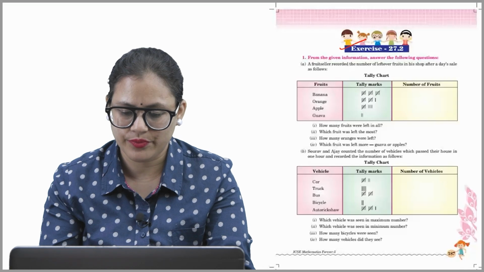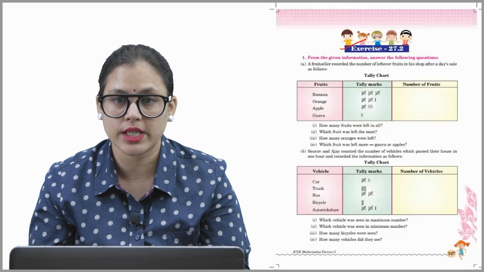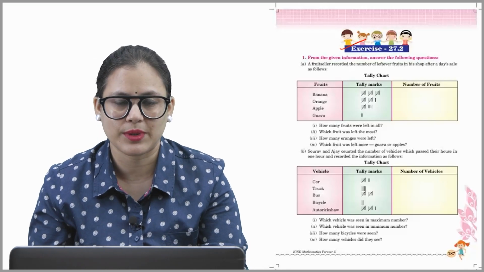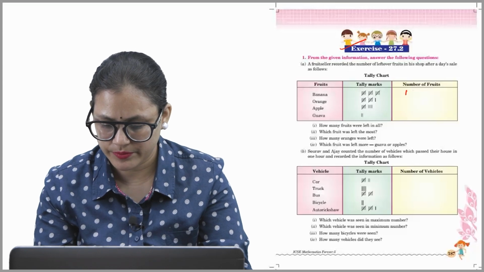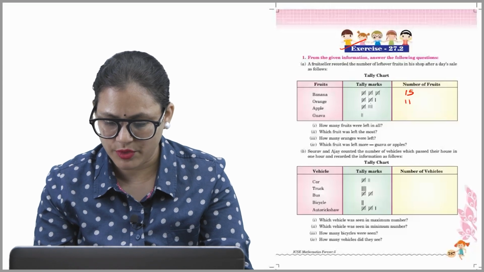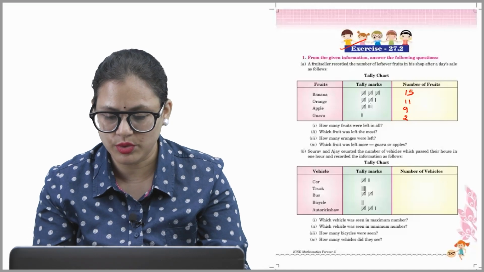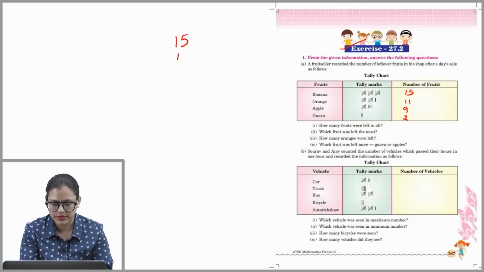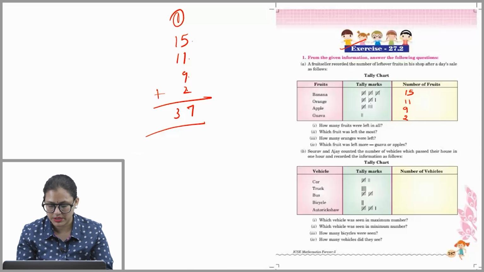Exercise 27.2. From the given information, answer the following questions. A fruit seller recorded the number of leftover fruits in his shop after a day's sale as follows. Number of bananas, 5 plus 5 plus 5, 15. Oranges, 5 plus 5, 10 plus 1, 11. Apples, 5 plus 4, 9 and guavas, 2. So how many fruits were left in all? We will add all these fruits, that is 15 plus 11 plus 9 plus 2. Let's add 9 plus 2, 11 plus 1, 12 plus 5, 17. 1 carry, 37. That means 37.